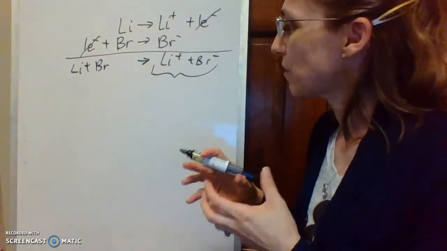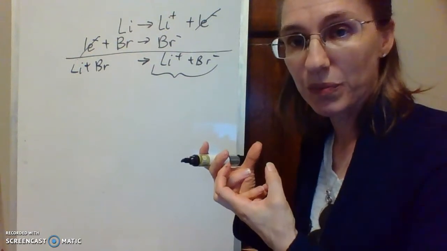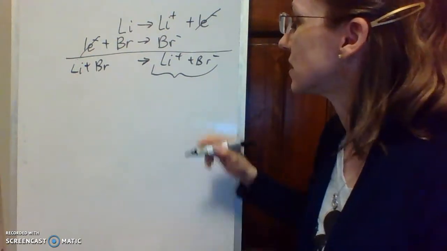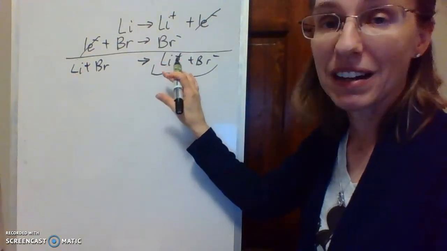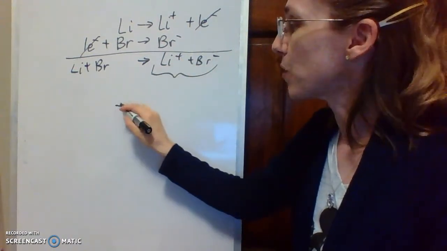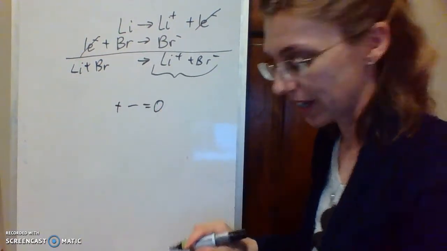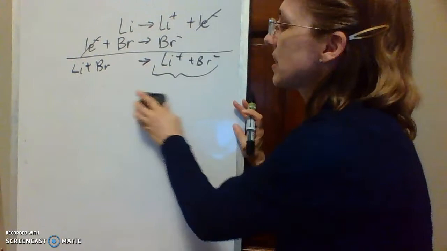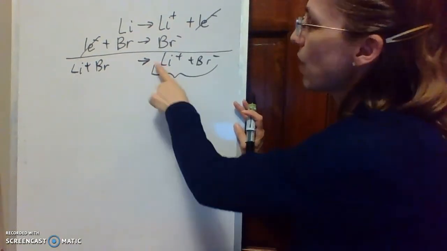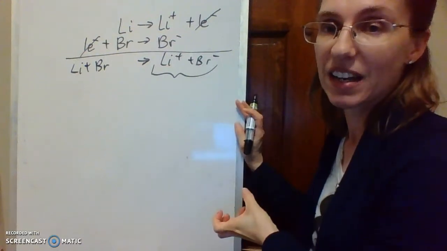Now, we said that when we have these things, ions form ionic compounds. They're attracted to each other and they form these ionic compounds. The key about ionic compounds is that the overall charge is 0. So the pluses plus the minuses has to equal 0. Okay? So this tells us that we've got one lithium and one bromide, and that makes the ionic compound.